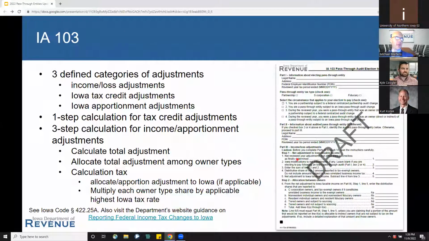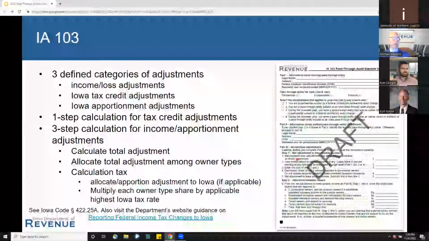The calculation for income or apportionment adjustments is a little bit more involved. Essentially, what the Iowa 103 does is it calculates the total adjustment from the audit. Then it allocates those adjustments into different buckets based on the ownership types. And that's important because each different ownership type has a different tax rate applied to it. So once you allocate those adjustments to the proper ownership types, the buckets, then you would calculate the tax for each one of those ownership types by multiplying it by the highest Iowa tax rate applicable to that tax type.